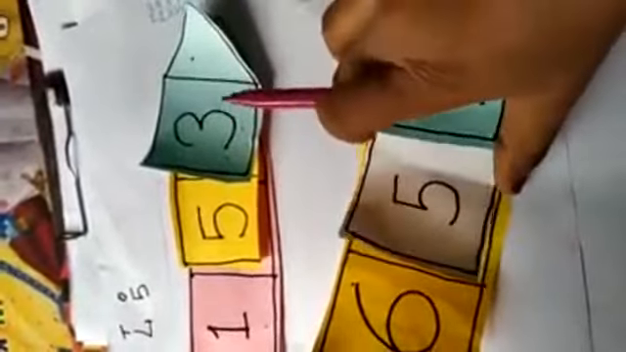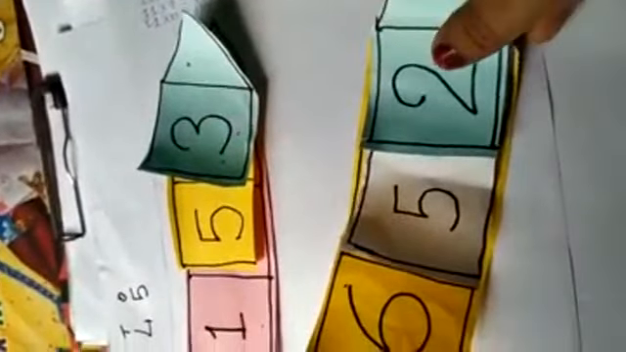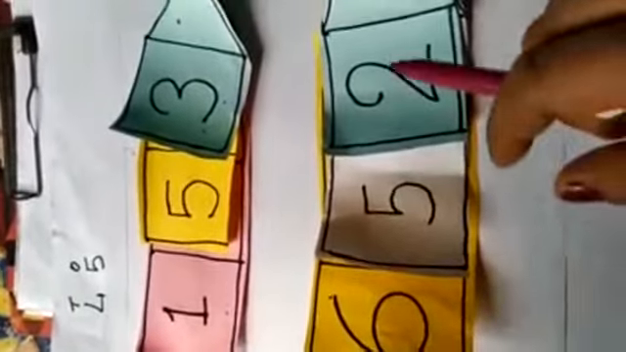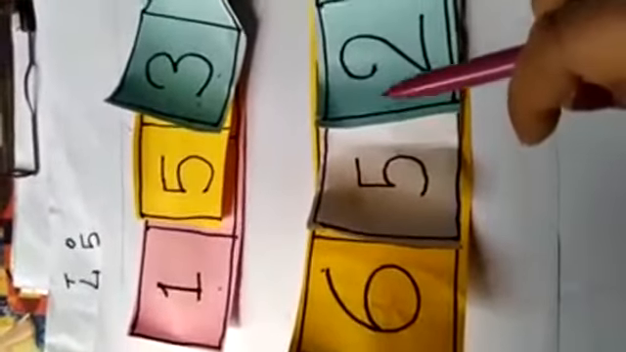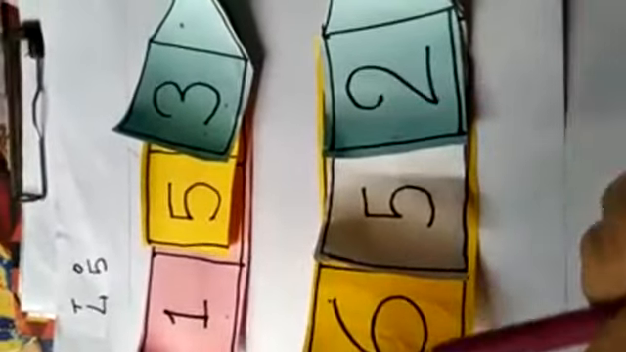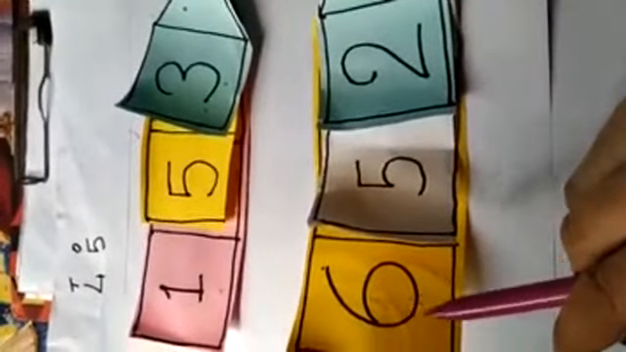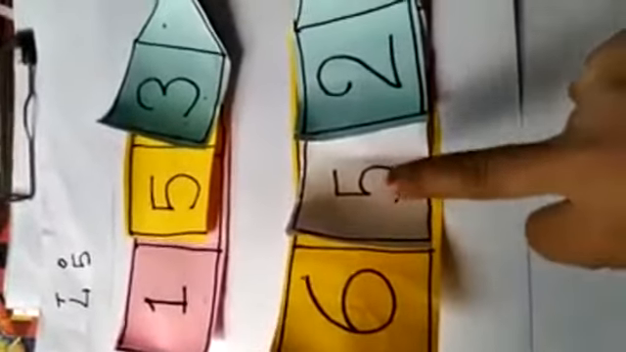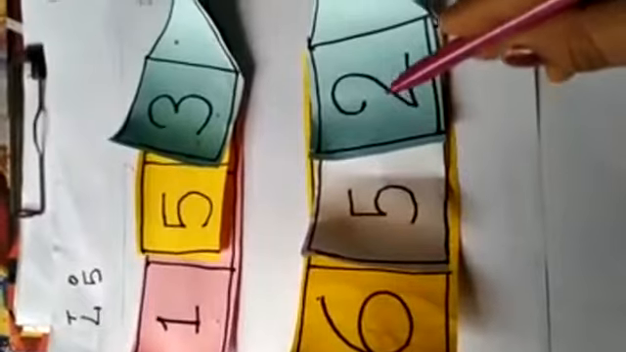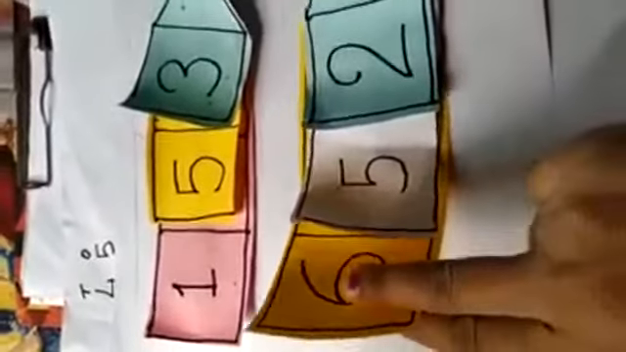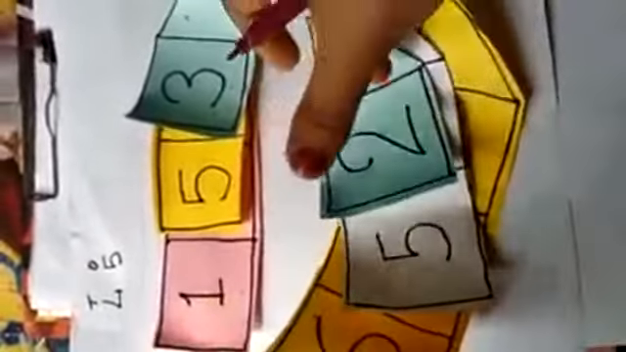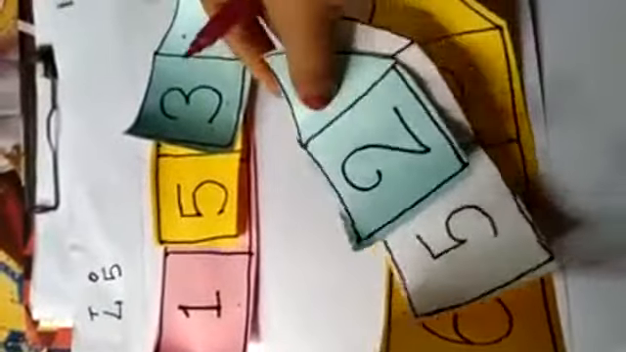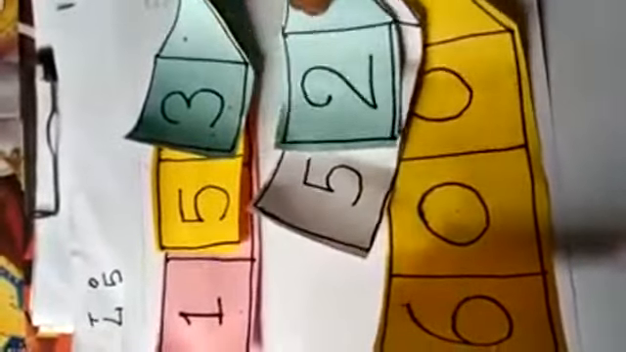6, 5 and 2. Okay. What is that? 652. How many numbers after 6? There are 2 numbers, 5 and 2. So 6 is at 100's place.